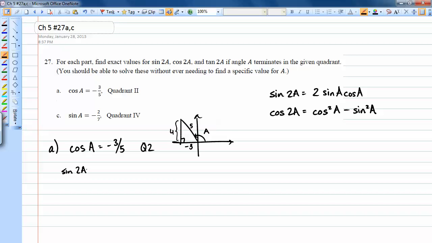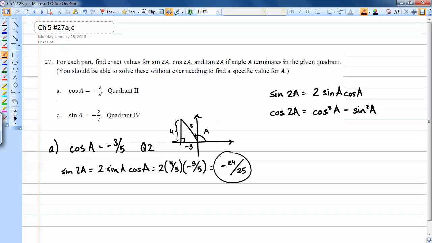Now you could sit there trying to figure out everything, like where does 2A go in terms of the quadrants and stuff, but you never actually need to get the value of A anyway. All you need to know is that this is the same thing as 2 sine A cosine A, and sine A we can get from the triangle right here. That's going to be 4 over 5. And cosine A is going to be negative 3 over 5 because that one's given anyway. And so this comes out to be 8 times negative 3 is negative 24, 5 times 5 is 25. So there's sine of 2A.